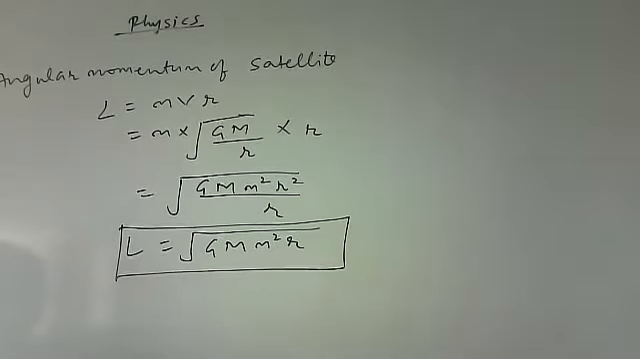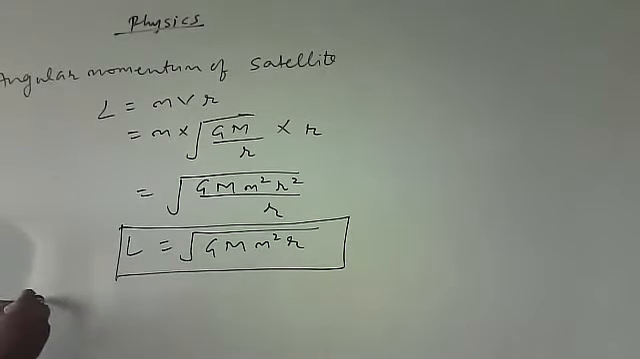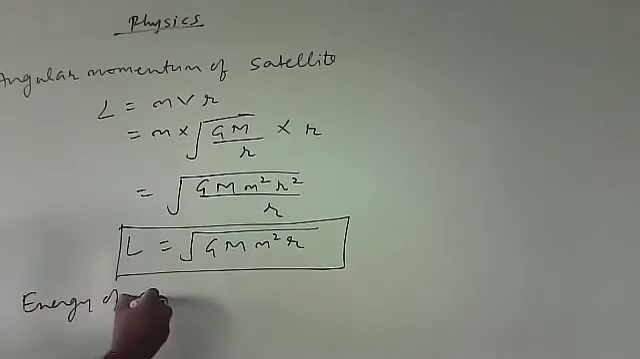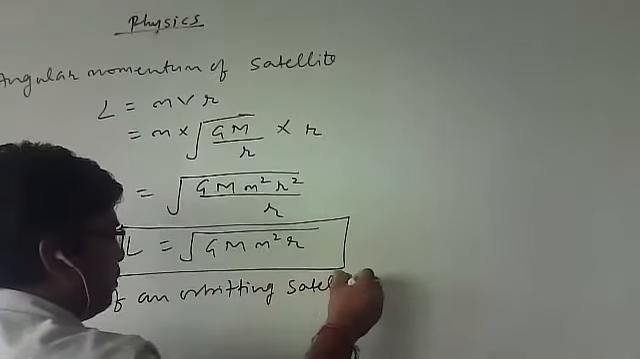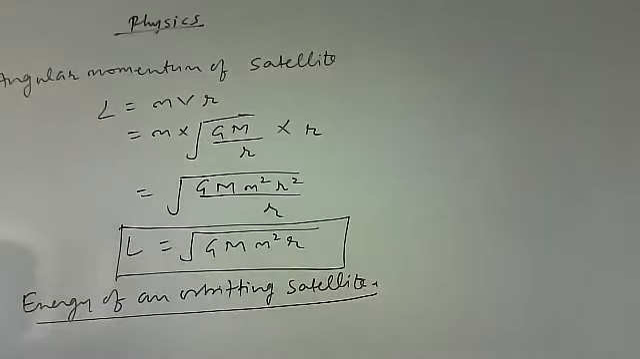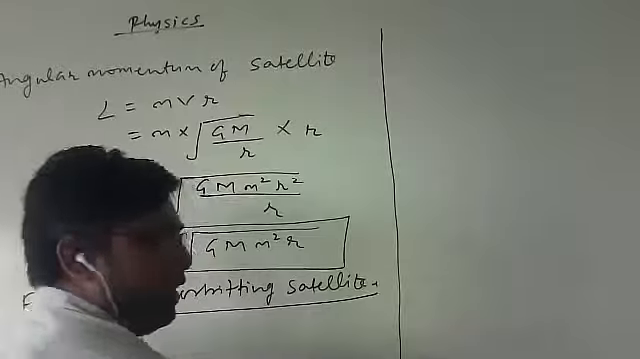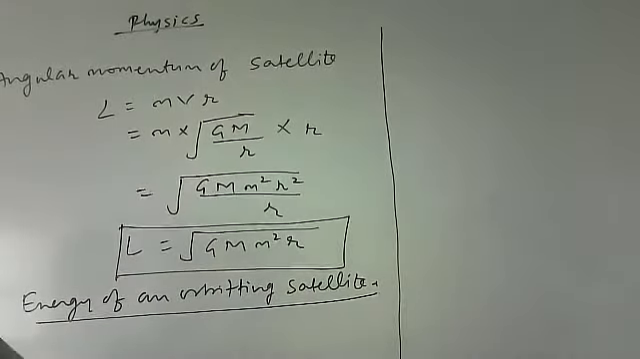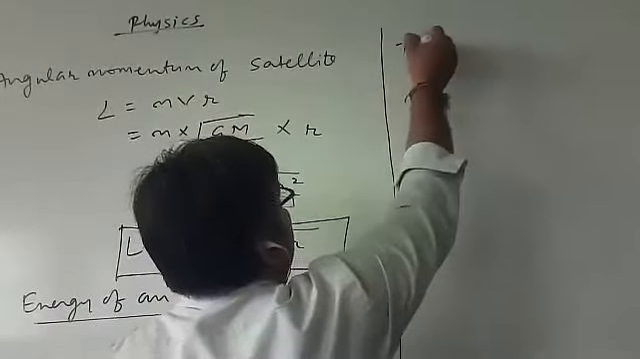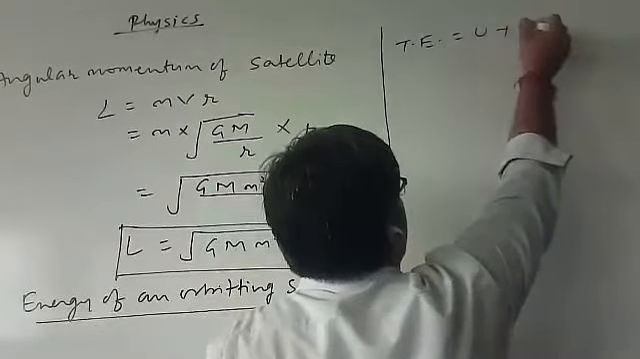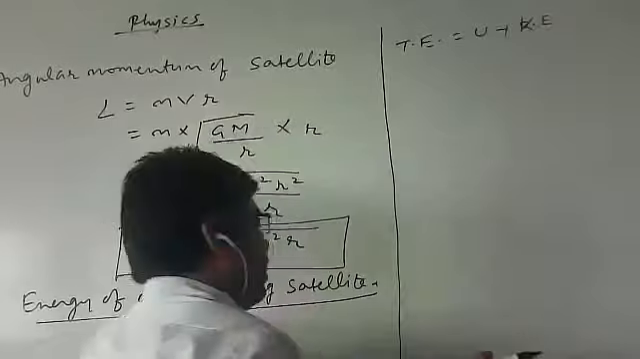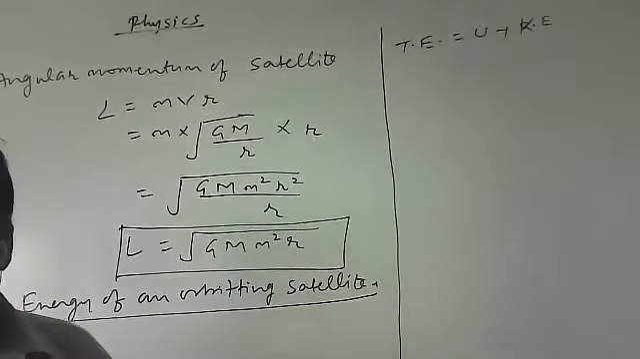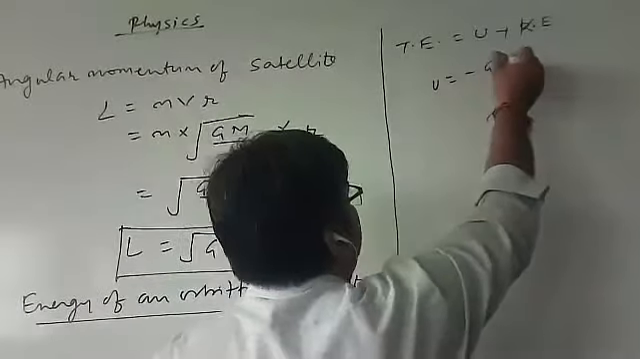If I want to calculate the energy of an orbiting satellite, the next point is energy of an orbiting satellite. Energy is always a combination of kinetic energy plus potential energy. The total energy is the combination of kinetic energy plus potential energy. The symbol of potential energy is U. Potential energy is U equal to minus GMm by r.